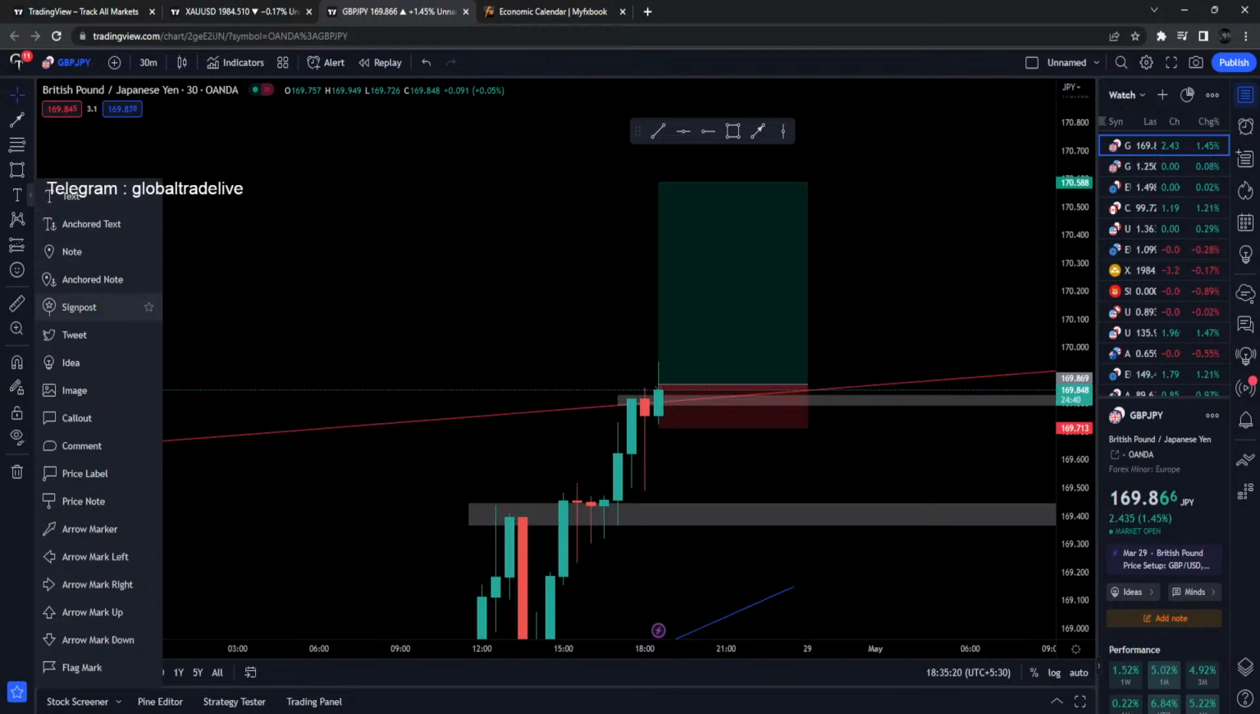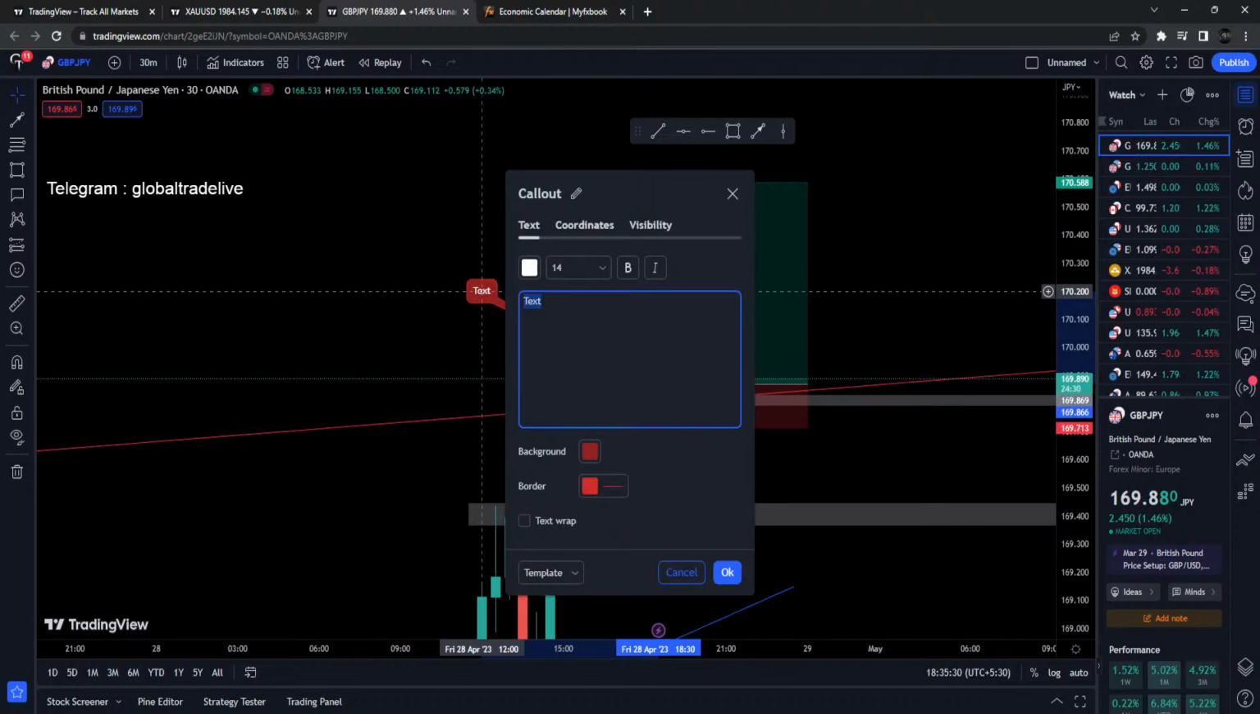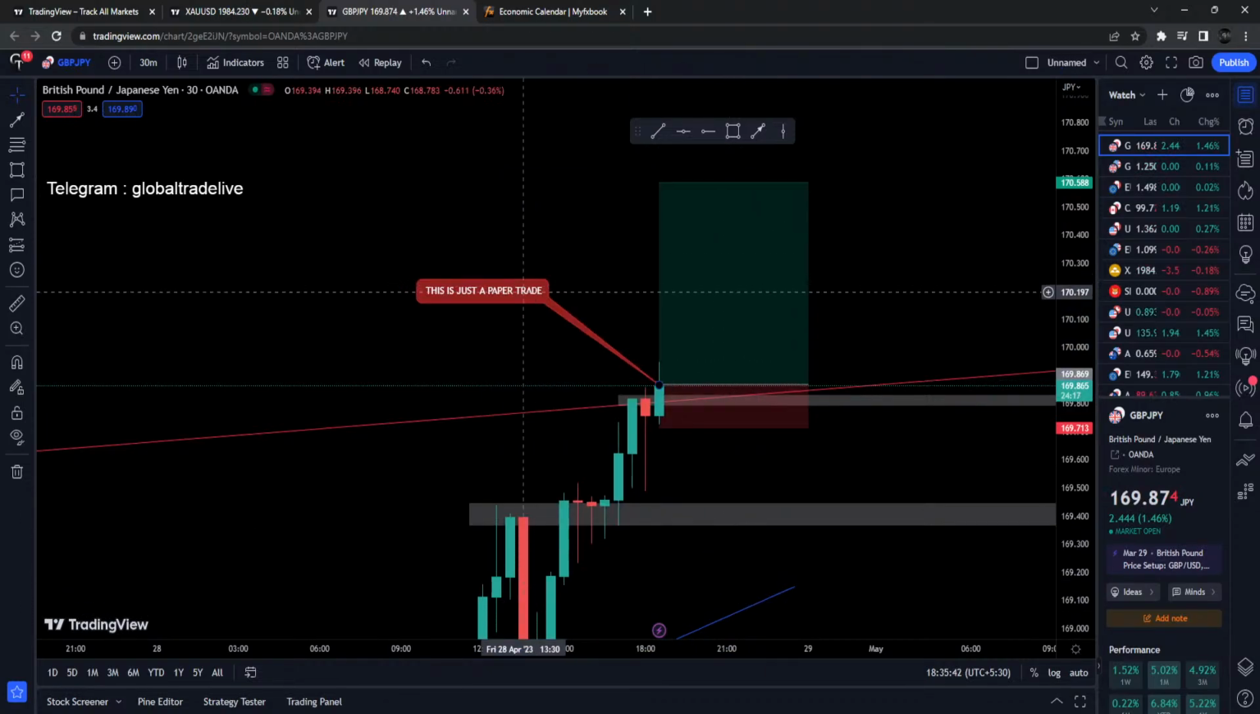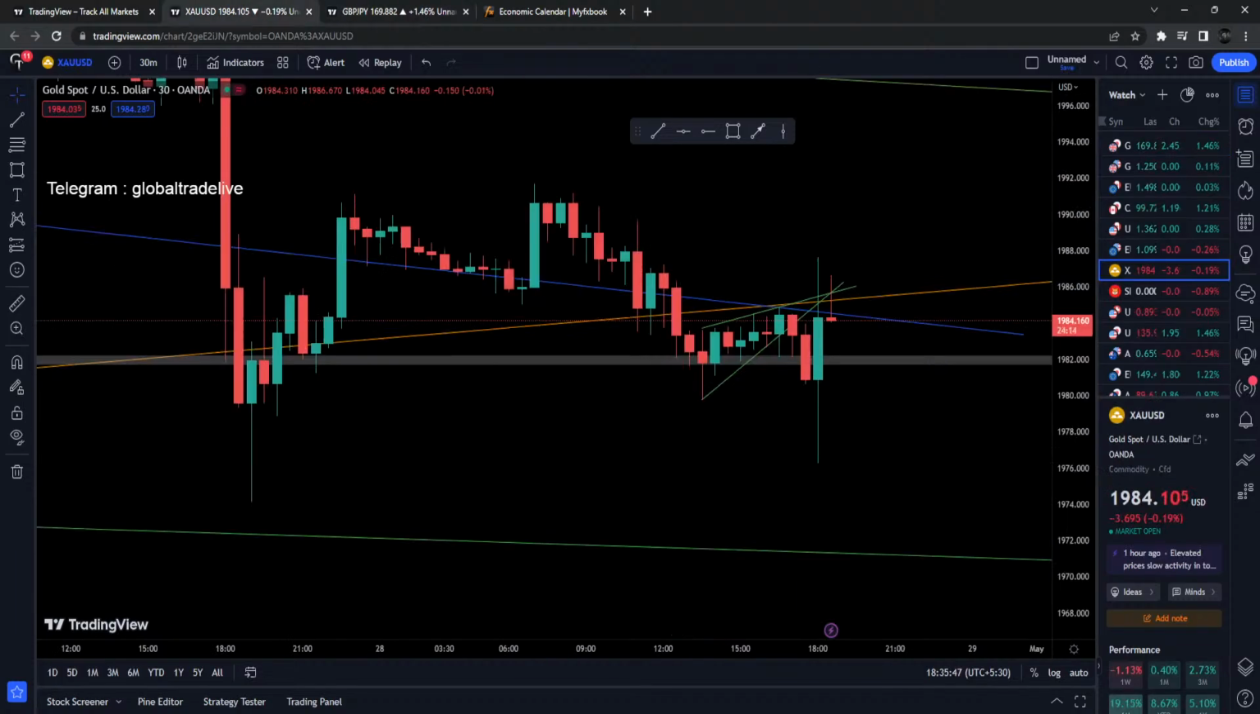I want to show you guys why I am saying that there is a very high chance that GBP JPY will reverse from here. So I'm gonna just mark over here so that people don't copy my trade. This is just a paper trade. So let's see if it moves down or if it moves up.